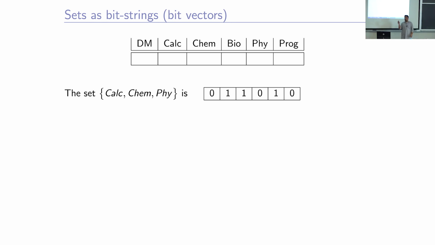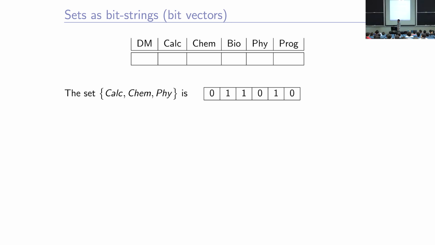The third bit is 1 because chem is an element of the set. The fourth bit is 0 because bio isn't an element, and the fifth is 1 because physics is there and programming isn't there. Is this clear? So this is called the bit vector representation of a set. It's also called the characteristic vector of a set.